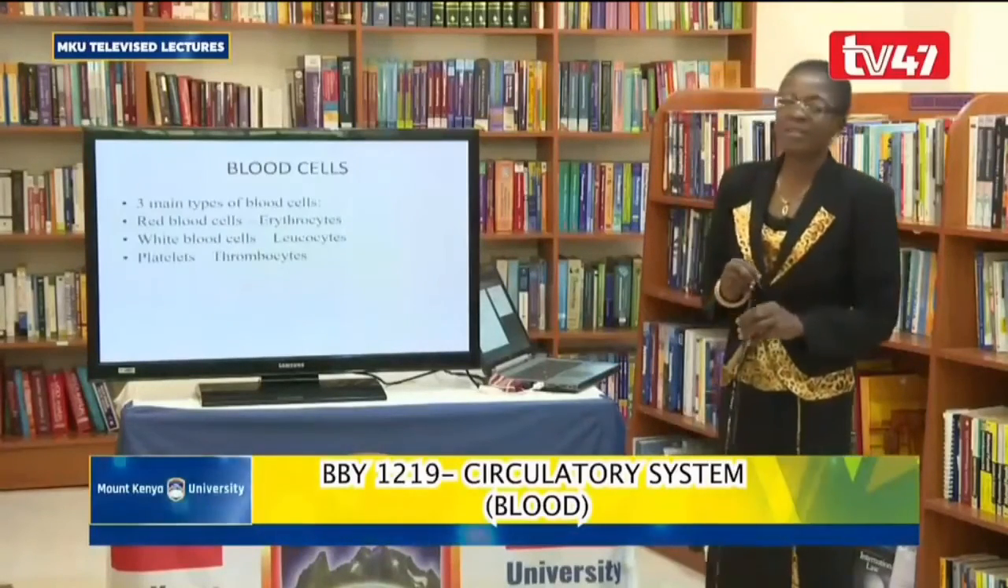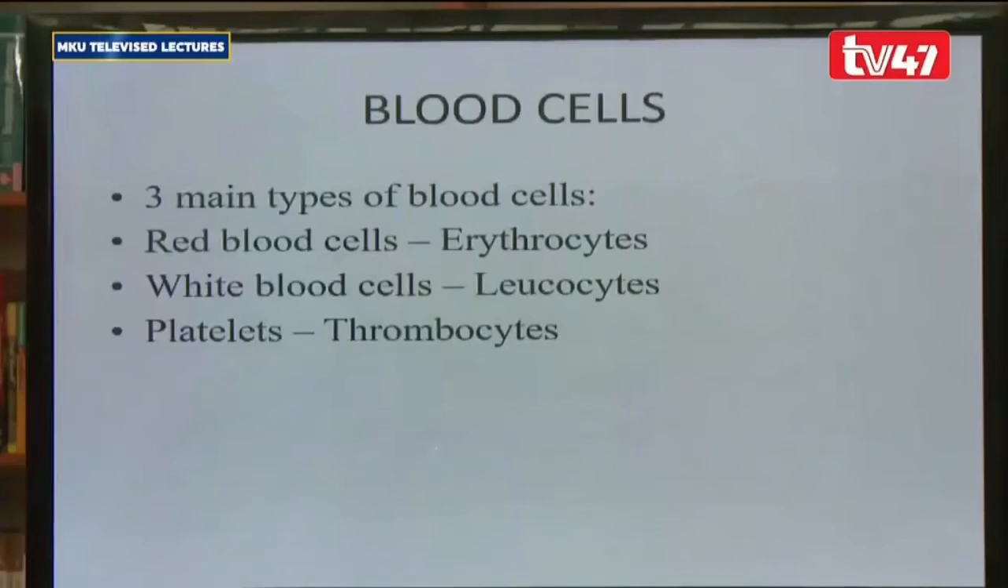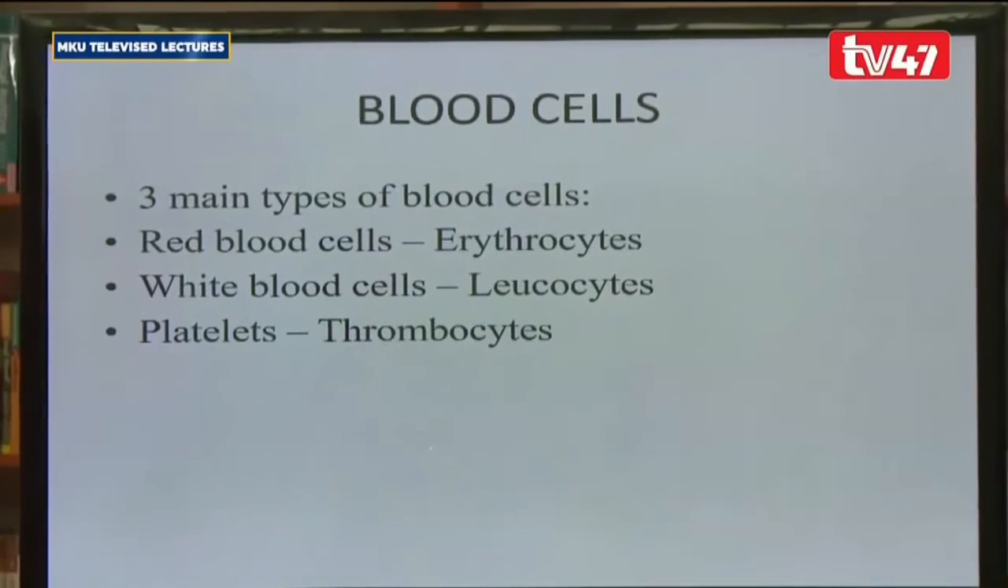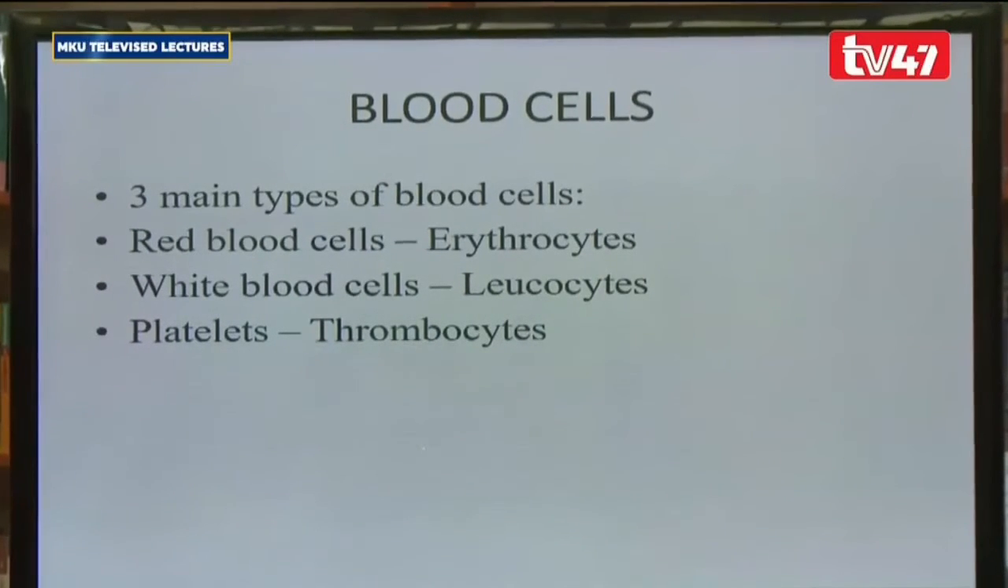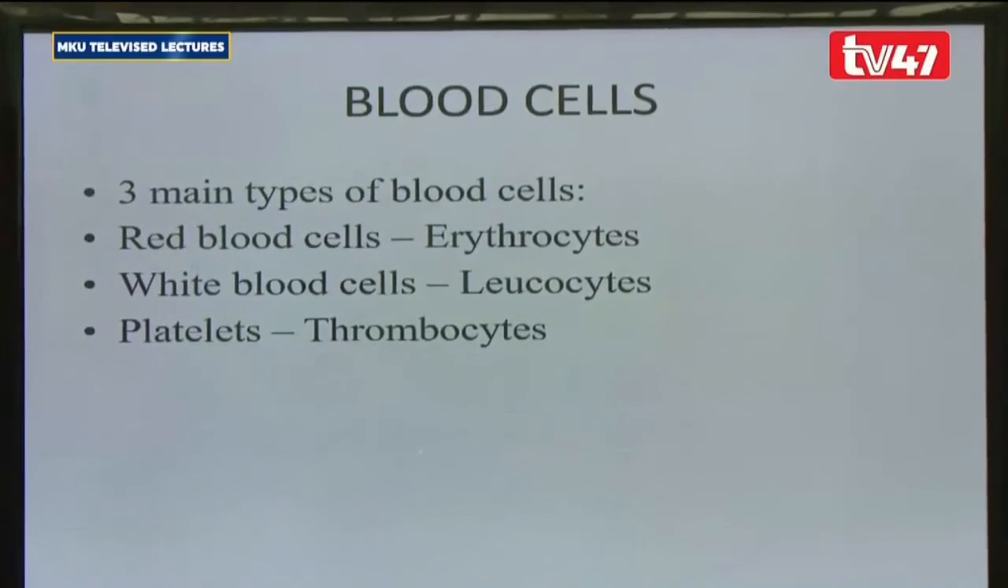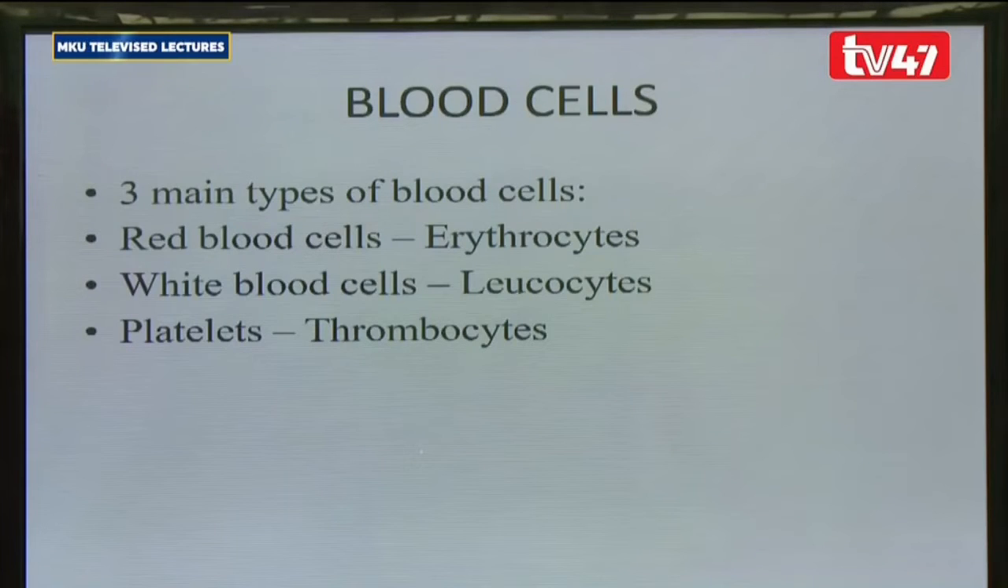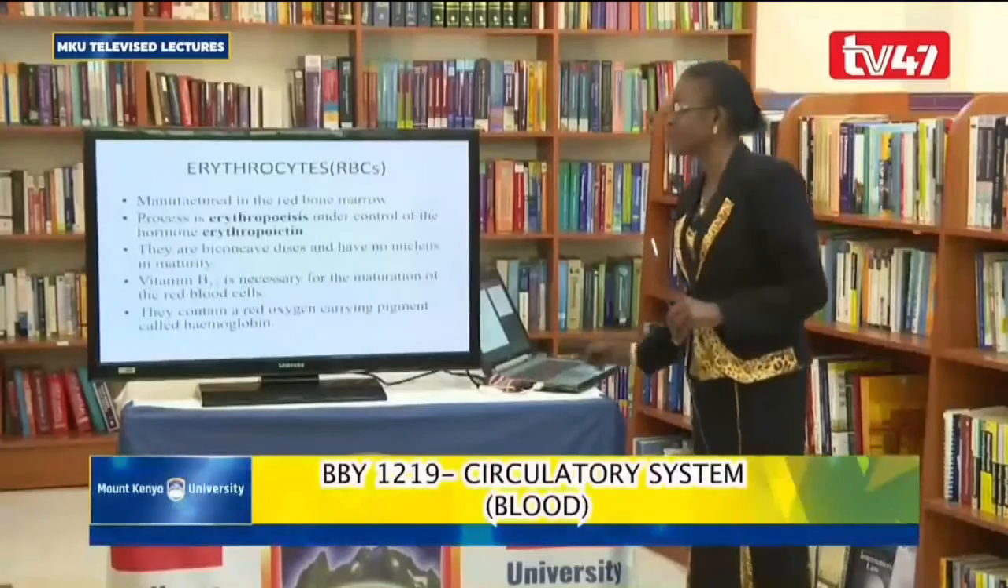Now, for the case of the plasma, that's as much as we're going to say about it for today. And we now move on to the blood cells. There are three main types of blood cells. That is the red blood cells, also called erythrocytes. We have the white blood cells, also called leukocytes. And we've got the platelets, also called thrombocytes. These are the main types of blood cells that we have. Any other blood cell that we have is basically a modification from any of these three.